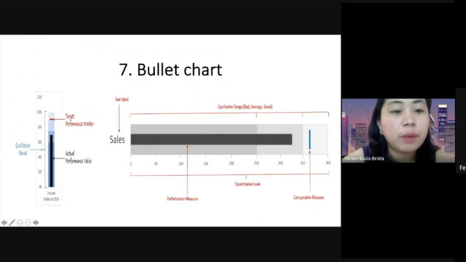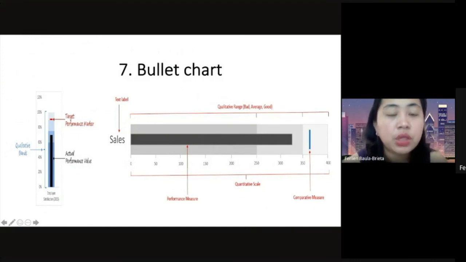Okay, for example, here we have employee satisfaction. The actual performance is up to 70% perhaps, but the target performance marker is maybe 95%. So you can really see that the employee satisfaction target was not reached. So maybe the company needs to do something to increase their employee satisfaction.